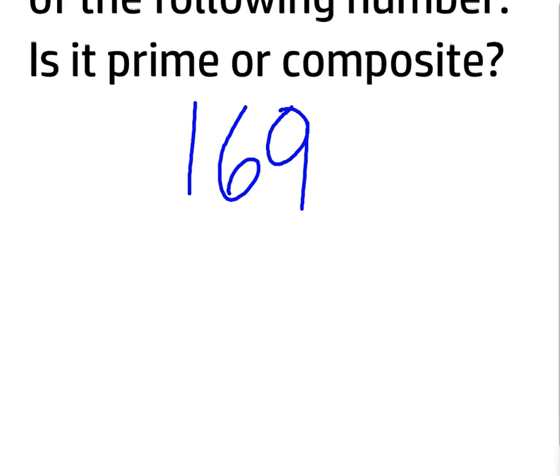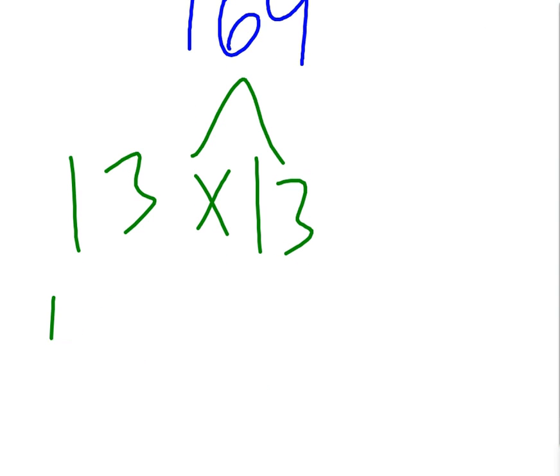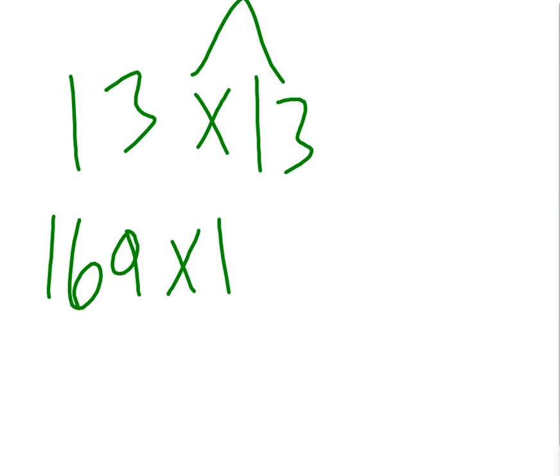169. It looks like a prime, but I kind of just talked about this one. 3 would not go into it because 1 plus 6 is 7 plus 9 is 16, and 3 does not go into that. This one is actually 13 times 13, so know your times tables up to 14. And also, don't forget 169 times 1. So it has 3 factors, and therefore it's composite.